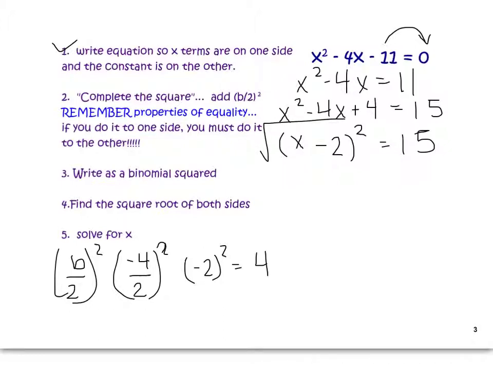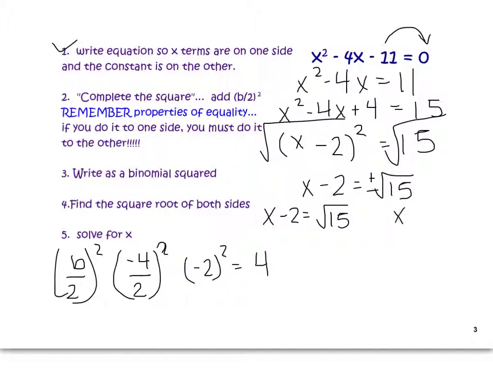Okay, we can square root both sides. X minus 2 equals the square root of 15, positive and negative version. Now I'm just going to keep it as the square root of 15 at this point, because it's a lot easier than writing the very complex decimal that it will end up to be. So I'm going to do x minus 2 equals the positive square root of 15, and x minus 2 equals the negative square root of 15.